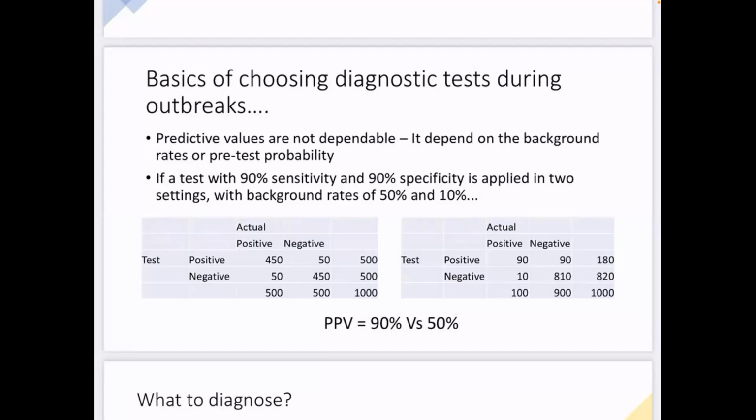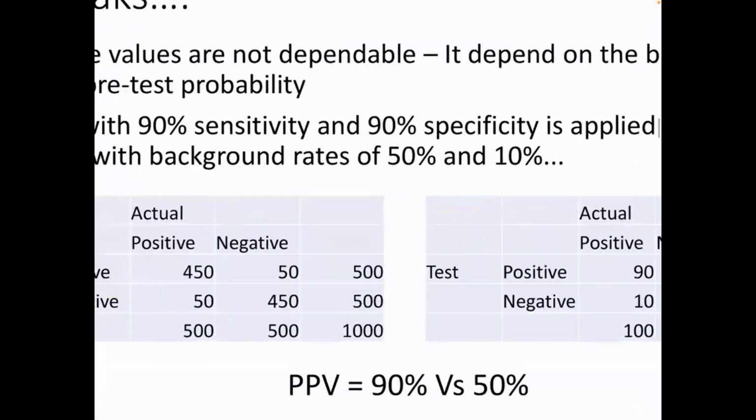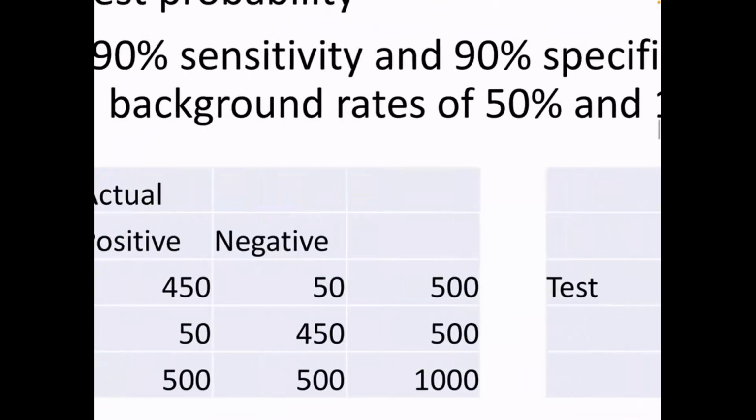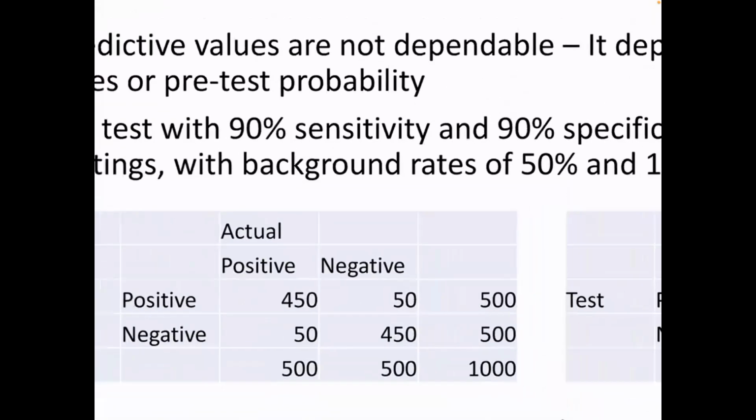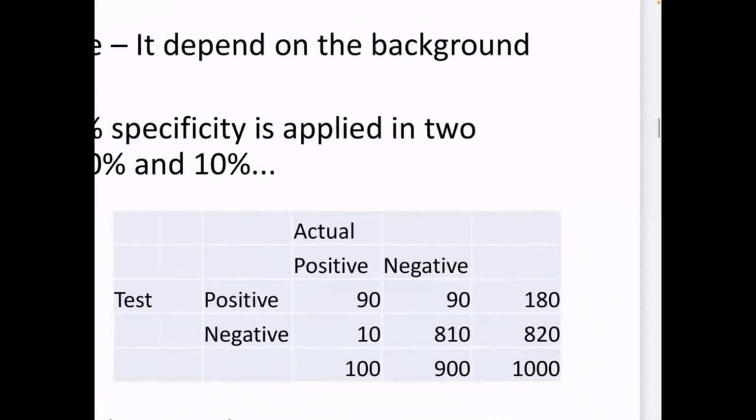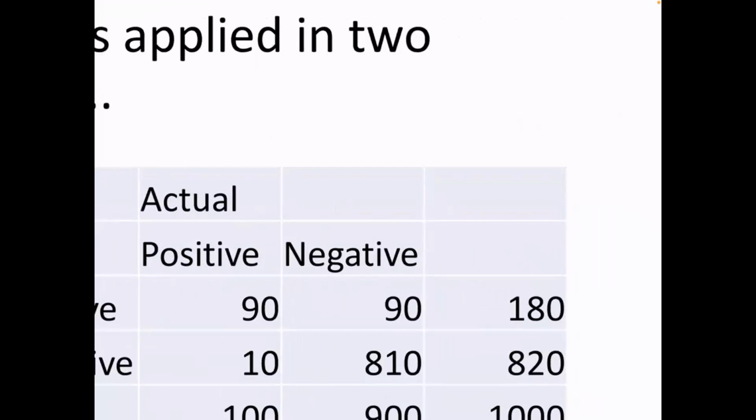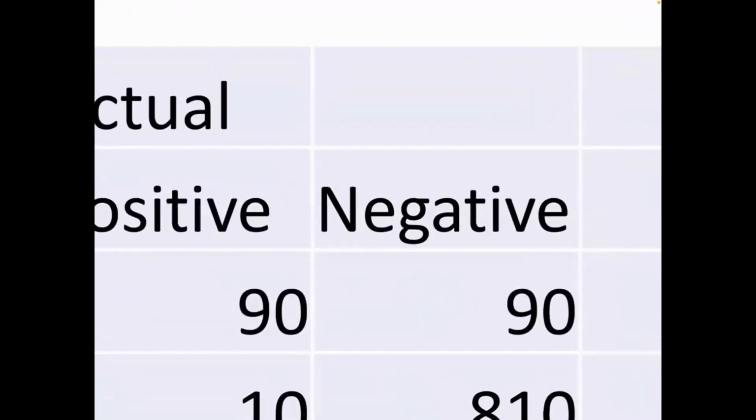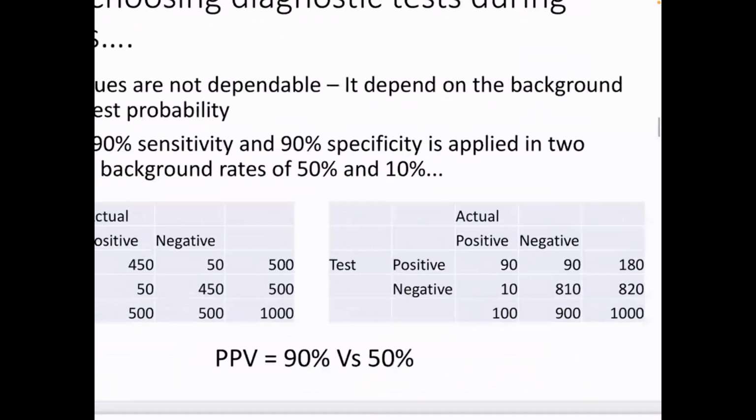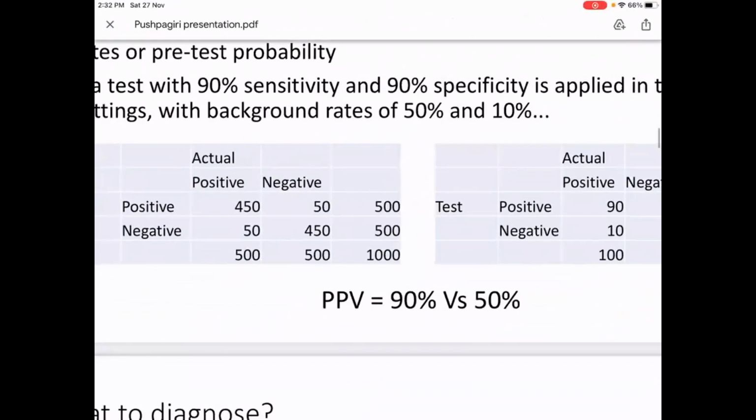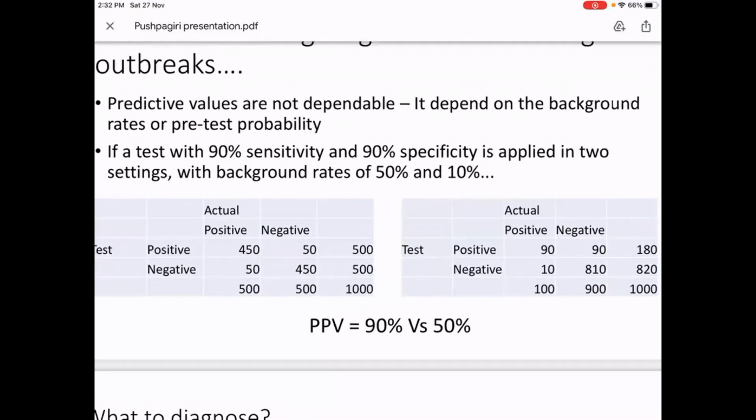You can just check what is happening to the positive predictive value. In the first instance, out of 500 people tested positive, 450 are actually positive. That means it is 90%. In the second instance, only 180 tested positive. Out of these 180, only 90 are actually positive. That means the positive predictive value is only 50%. Same test, but because of the changes in the background prevalence, the positive predictive value changes.